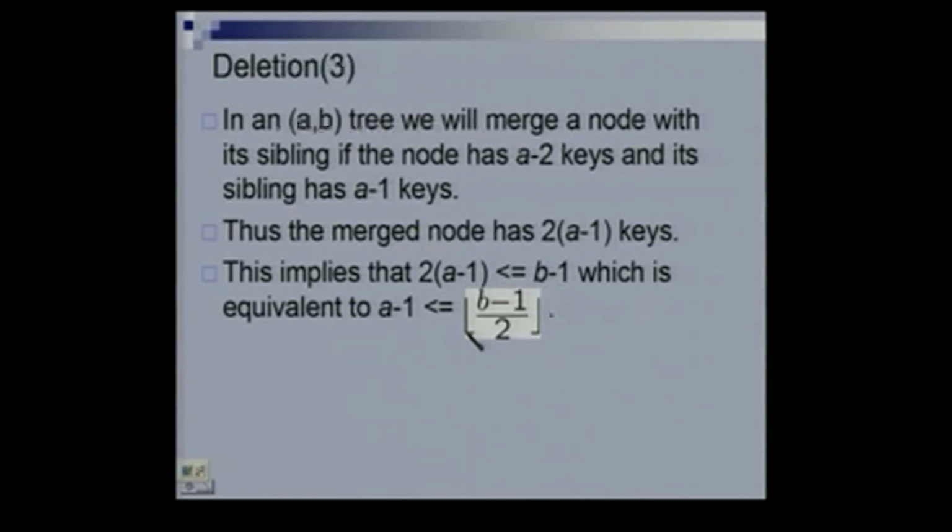Right. So, this is the property that your a and b should satisfy, that a minus 1 should be less than or equal to b minus 1 by 2, right. Okay. So, what is this? Let us just quickly see what this means. So, given a particular value of a, what are the different values that b can take?